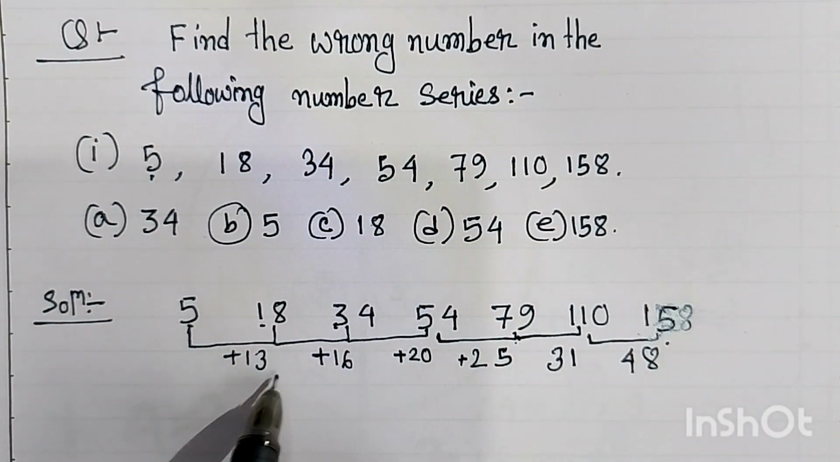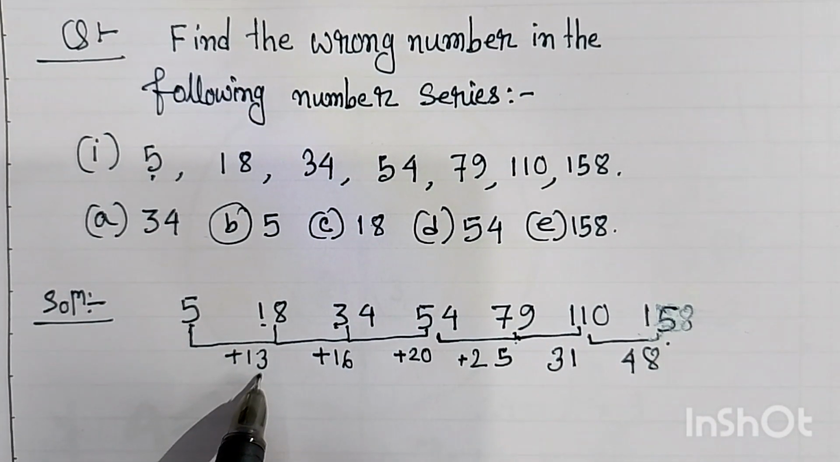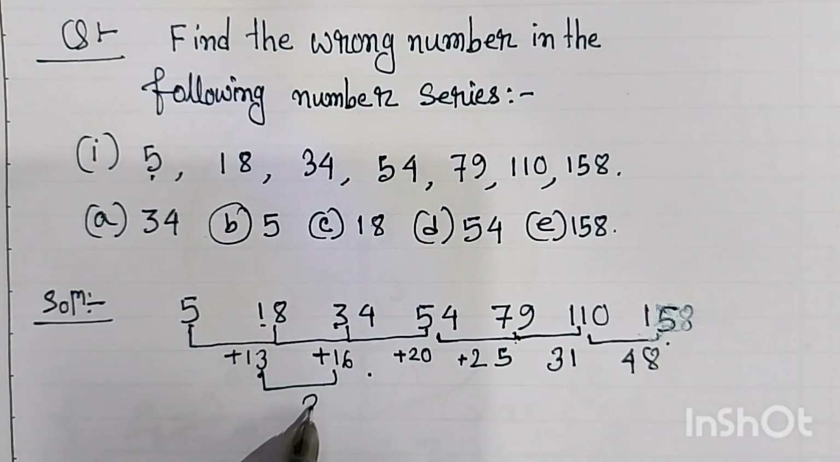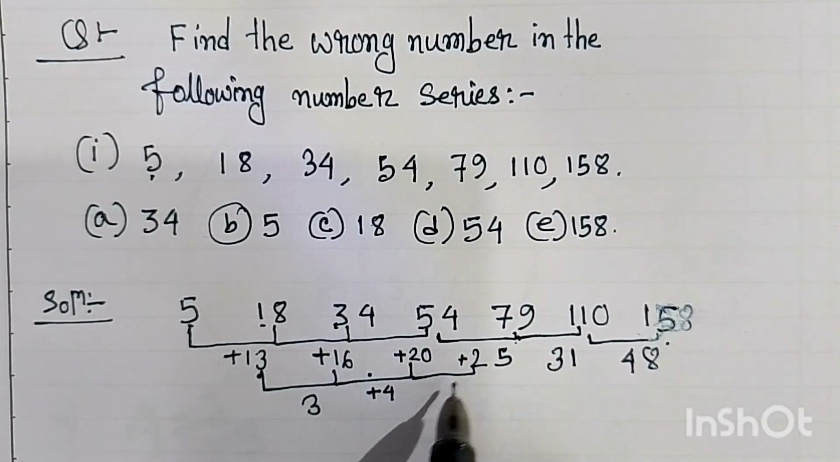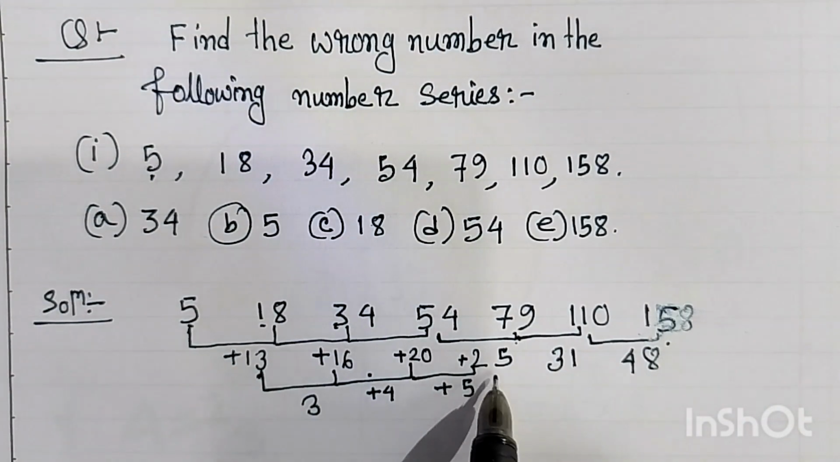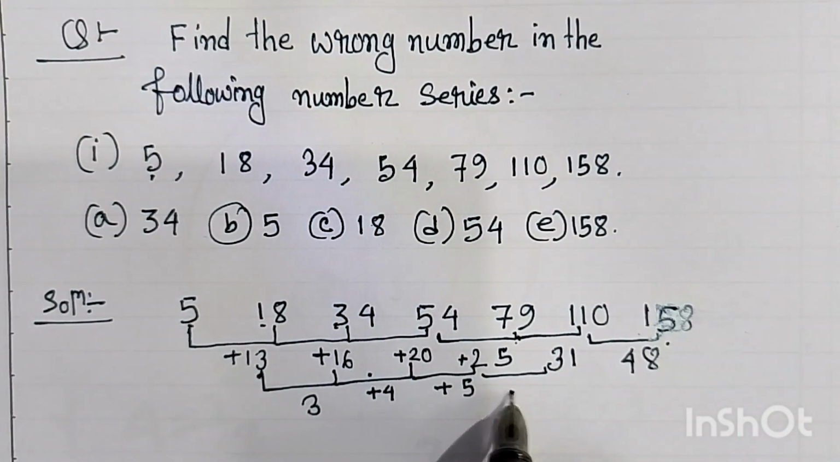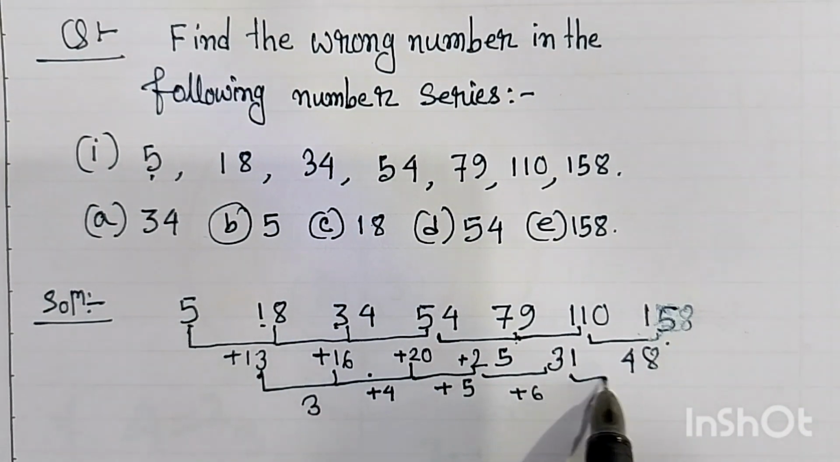48. Again we see the difference between all these numbers. 13 and 16, what is the difference? Difference is 3. Again 16 and 20 is 4. 20 and 25 difference is 5. 25 and 31 difference is 6. And 31 and 48 difference is 17.